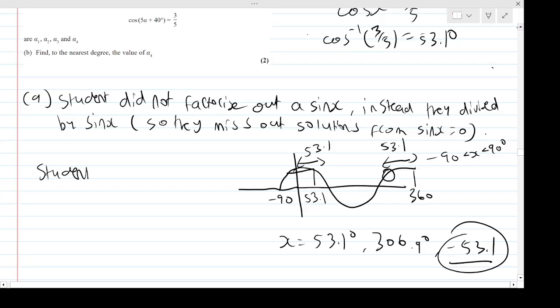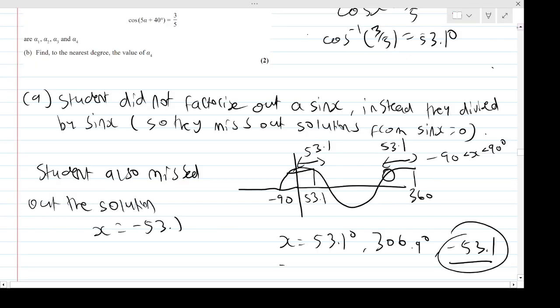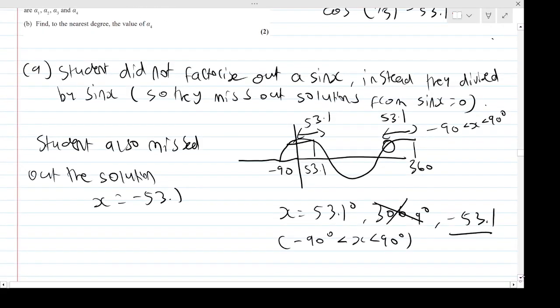So the student also missed out the solution x is minus 53.1. Again, reminder, because we're in the interval minus 90 to positive 90, this 306 was outside the range, so we rejected that one. But then we got this next solution by taking away 360. And that is indeed in the interval, okay? And we needed to go back by 360 because we had a negative in that interval. So yeah, that's the other error, and that's it, right? So those are the two errors then.